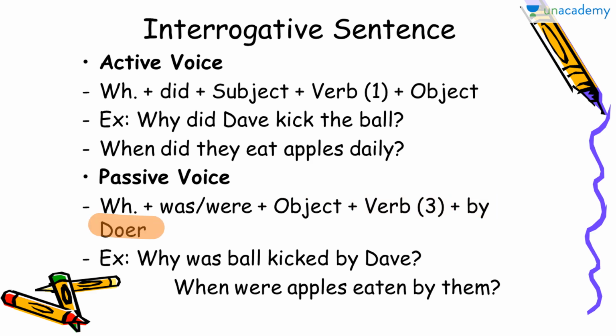For example, here in this sentence, it started with why. In the interrogative, again the sentence will start with why. But then was or were will come. So ball here was a singular noun. So was we have used over here, then ball, then kicked, the verb third form, and then by whom it is done. Another example, when were apples eaten by them? So when remains as it was in active voice. Then were, because apples is plural, then the object, then the third form of the verb, and then by whom it is done.